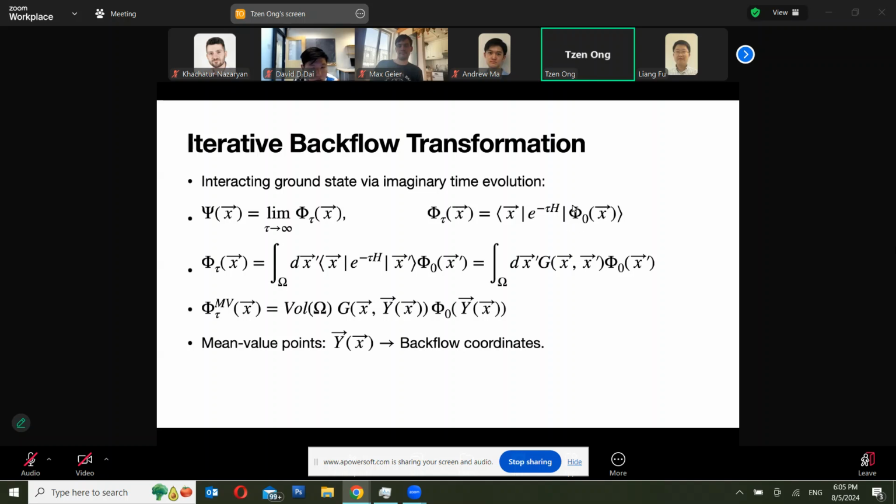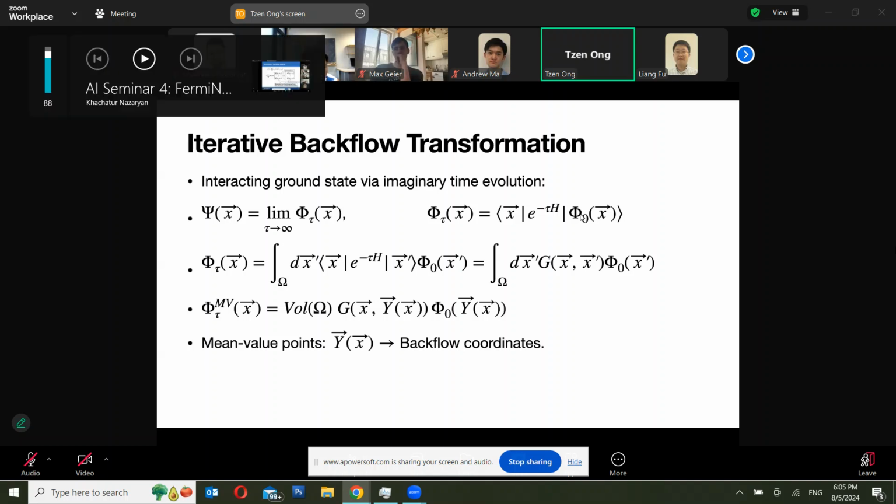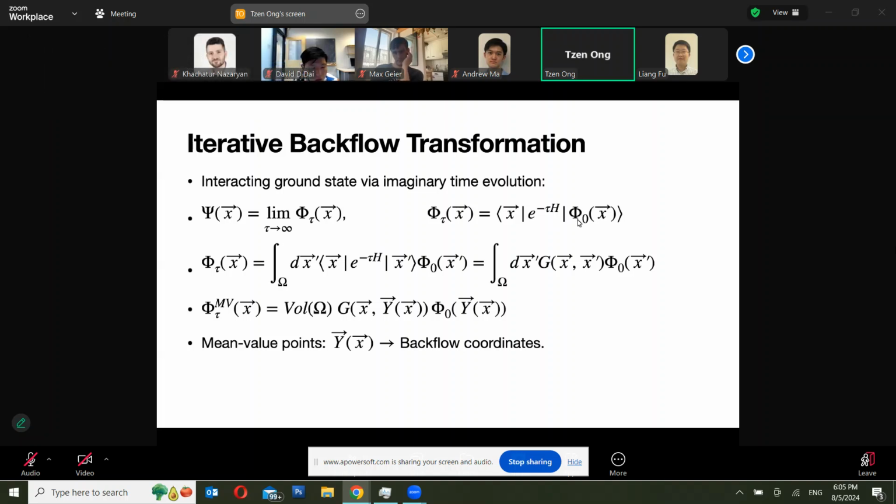So the key point here is that phi naught has to have some non-zero overlap with the final ground state. So it has to be non-orthogonal. Sorry, so the symmetries of the system of the phi naught have to be the same as the symmetries of the final state. Okay, and then when we take tau going to infinity, we'll see that you will naturally evolve to the ground state of the system. So this is basically the main idea behind DNC.